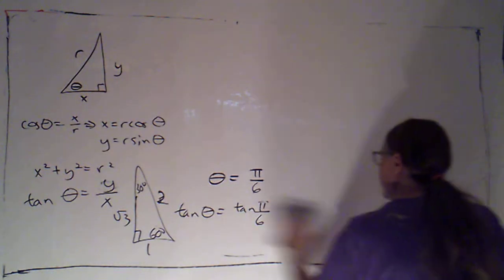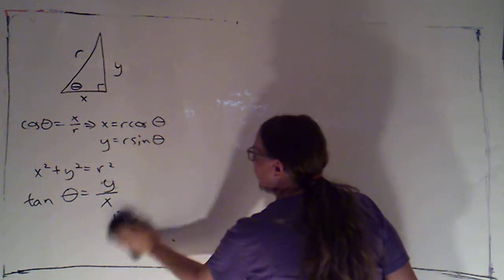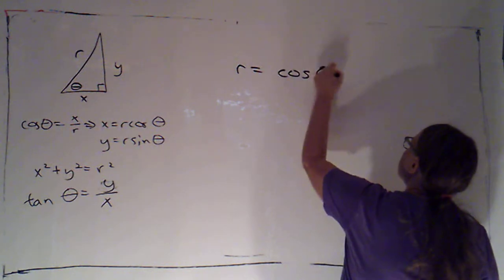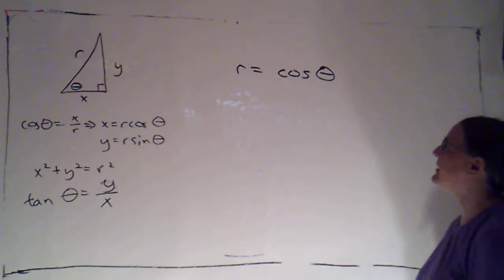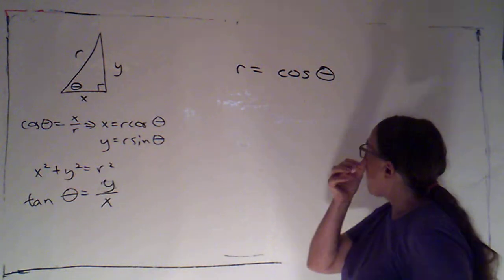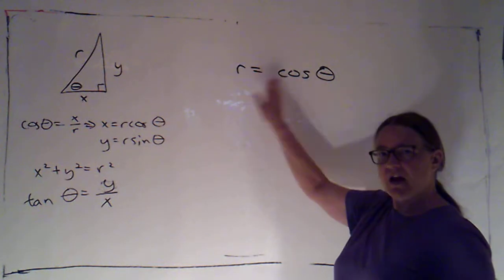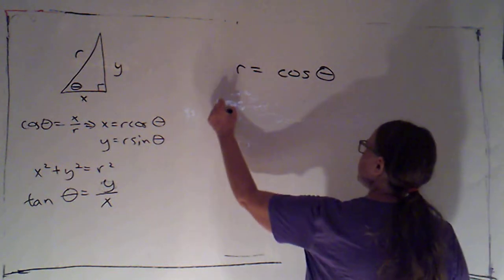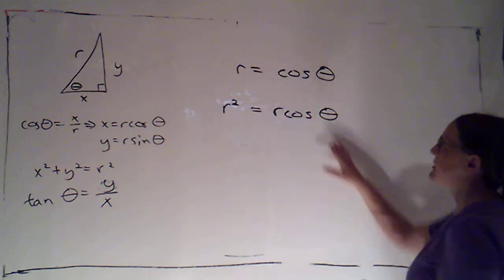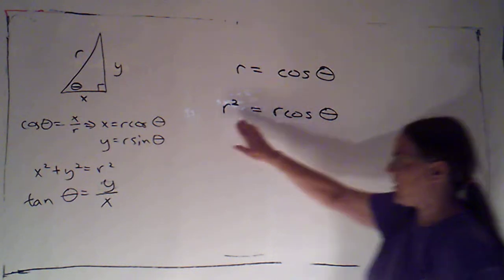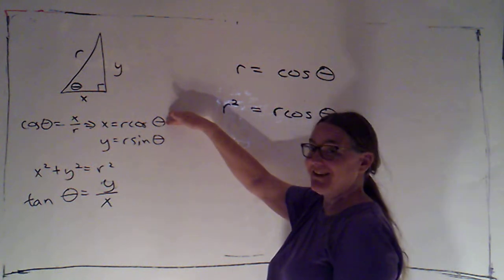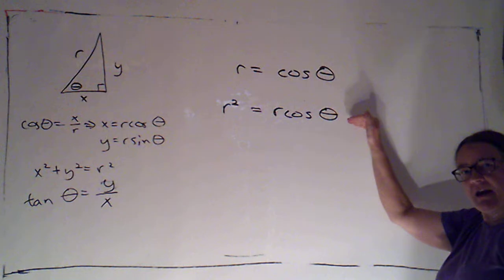Okay, so let's try another. Let's start with one where maybe we're not familiar with the graph to begin with. Let's say I had r is equal to cosine of theta. Well, I don't have just an r, and I don't have just a theta, but if I were to multiply both sides by r, let's see what would happen. I would get r squared is equal to r times cosine of theta. Now r squared, I can use this formula. r cosine theta, that's just x. I'm liking this.